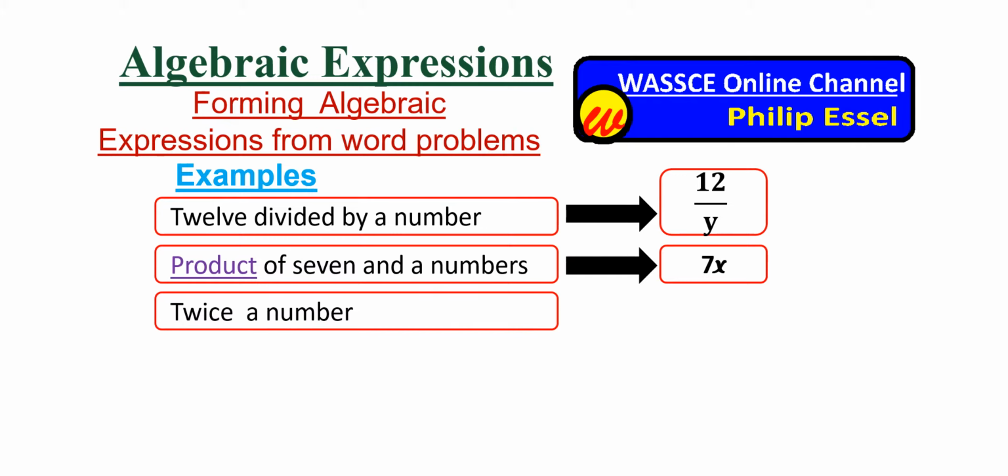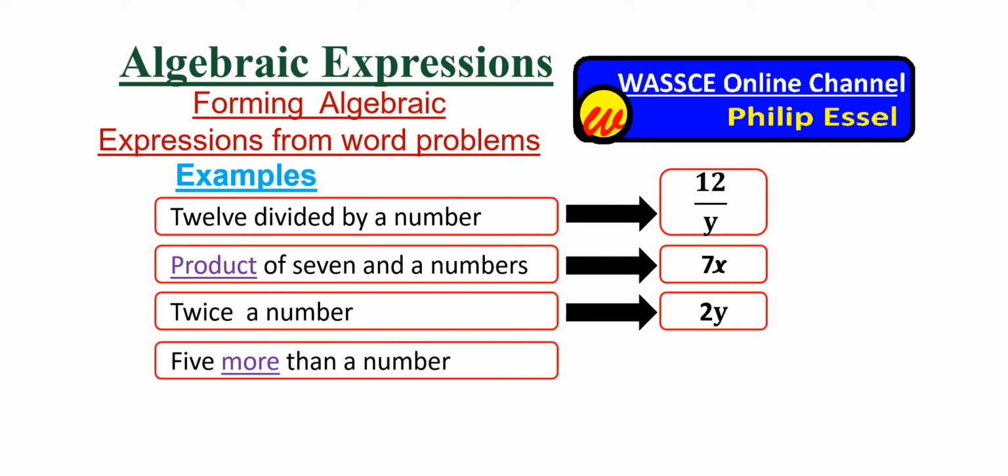Our next word description states twice a number. Twice something simply means 2 times of that thing. So twice an unknown number simply means 2 times of that unknown number. Let's represent our unknown number by the variable y. So twice y will mean 2 times y. 2 times y would give us 2y.